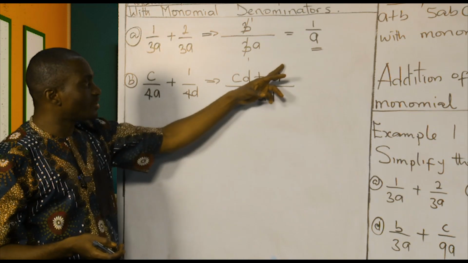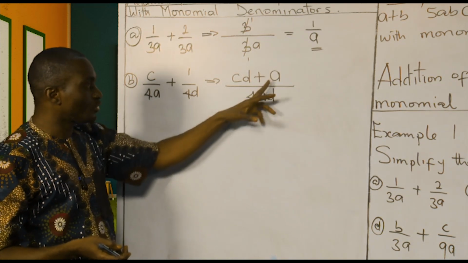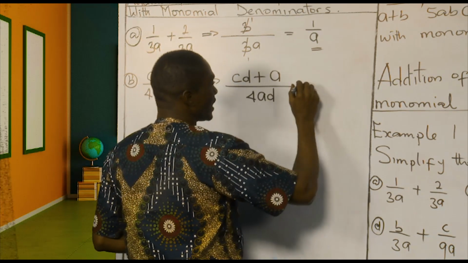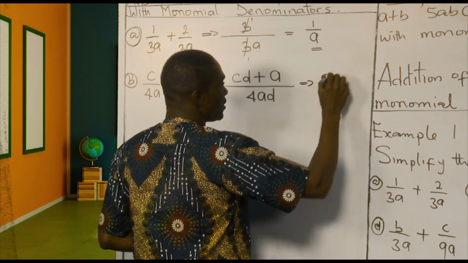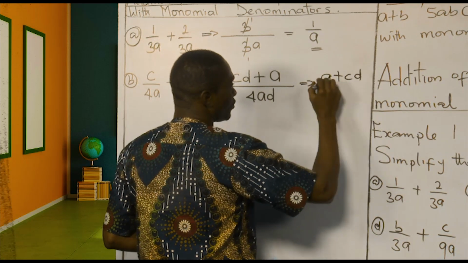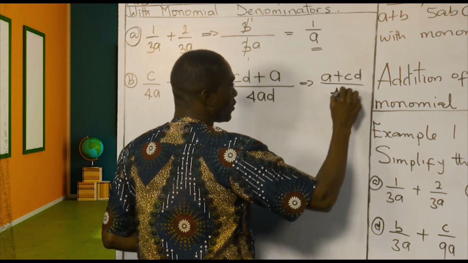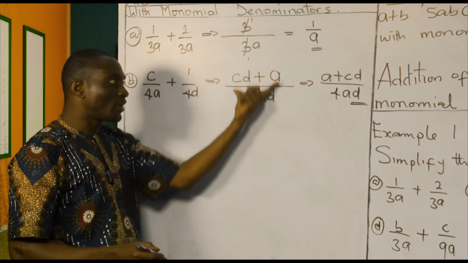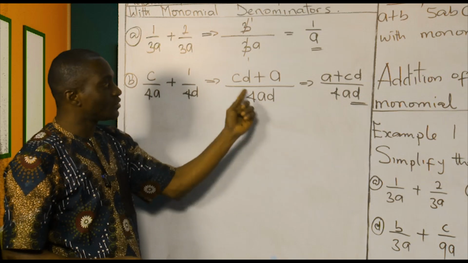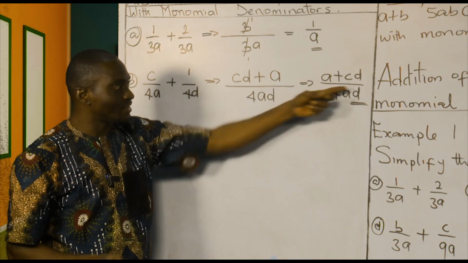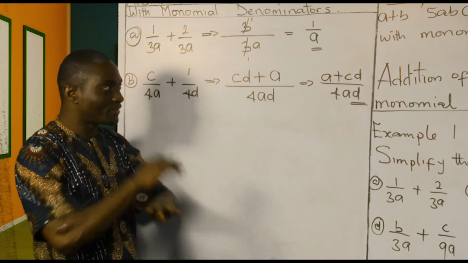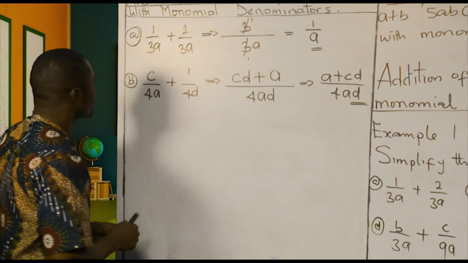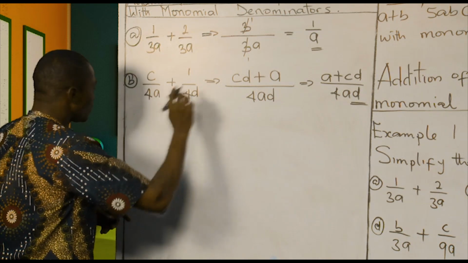Don't say that you want to cancel out that a into a. No, you can't do that. And if you like, you can rearrange it as a plus cd over 4ad. I'm not saying that this answer is not correct. It's correct. If you only like, you can rewrite the numerator as this, that is all. But it's still the same thing, no difference. You have not changed anything. That is that. Now that is one method.